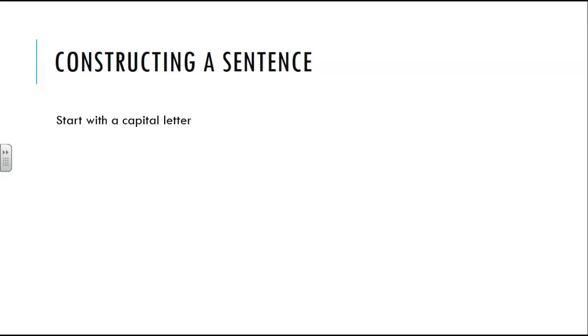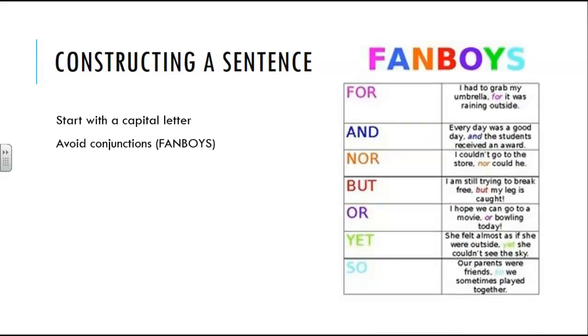Now, when constructing a sentence, you need to start with a capital letter. Every flippin' time. Do it, okay? Avoid the conjunctions and using fanboys right here. For, and, nor, but, or, yet, so. Don't start sentences with them, okay? It sounds bad. These are conjunctions. Conjunctions link two things together, okay?